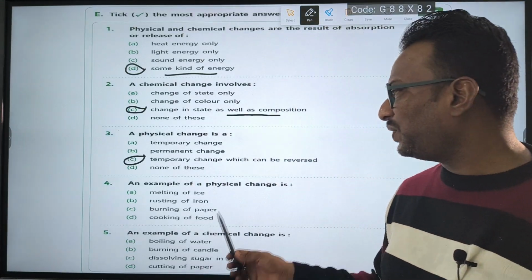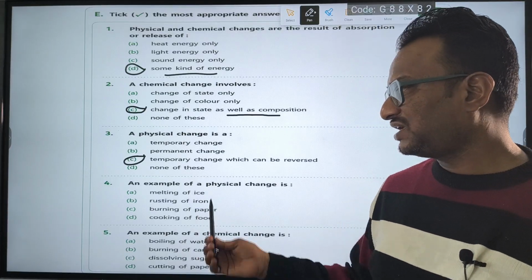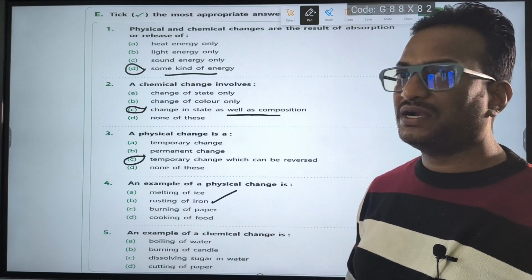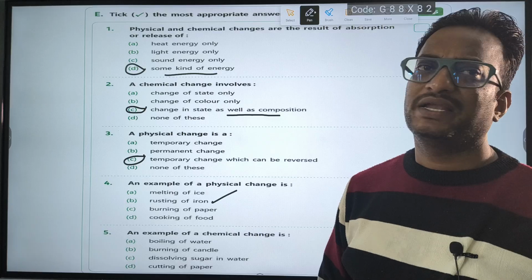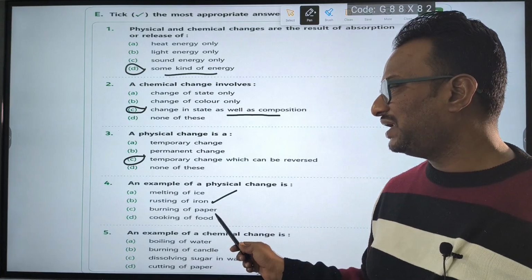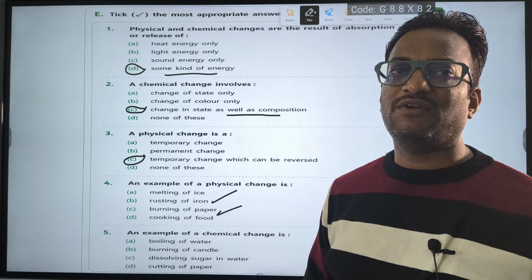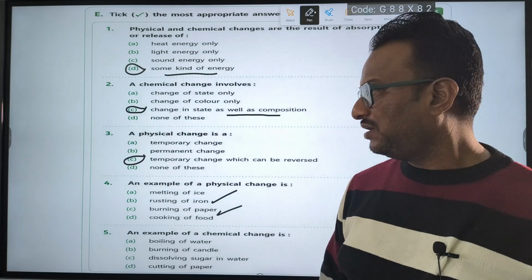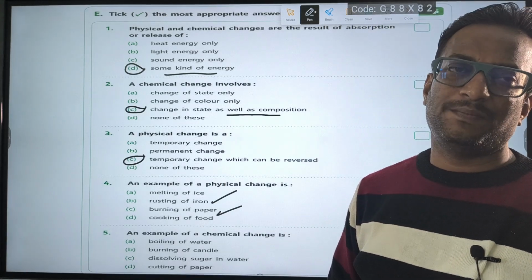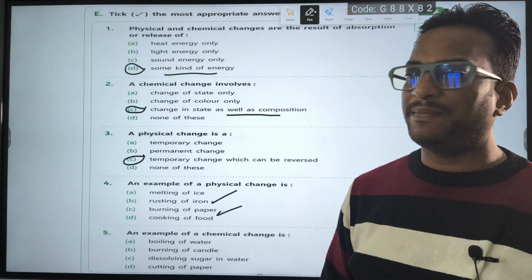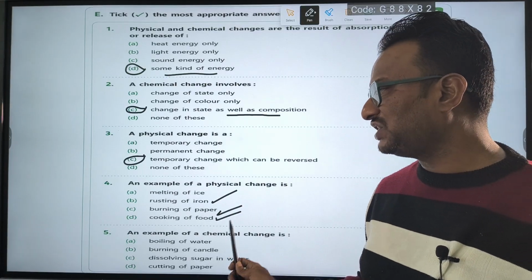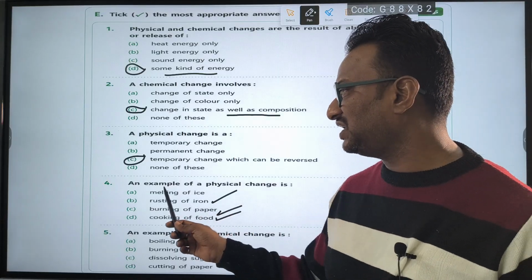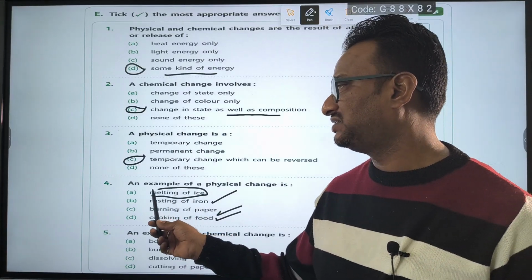So the option is physical change is a temporary change which we can get back, which can be reversed. An example of physical change is melting of ice, rusting of iron, burning of paper, cooking of food. Rusting of iron forms iron oxide. From iron oxide we cannot get back the iron, so it is a chemical change. Burning of paper converts it into ash, carbon dioxide and a little bit of moisture, so you cannot get back the normal paper; it is also a chemical change. Cooking of food is also a chemical change. Once you cook the food, you cannot get back the raw food. So the correct option for the physical change is melting of ice.